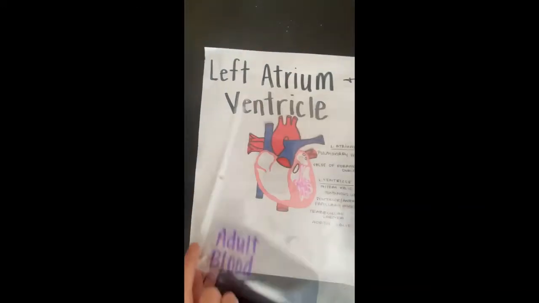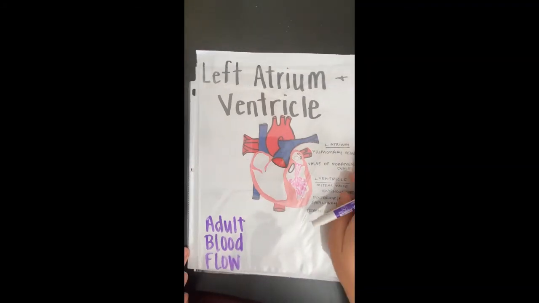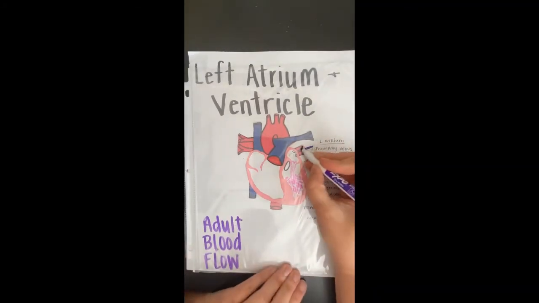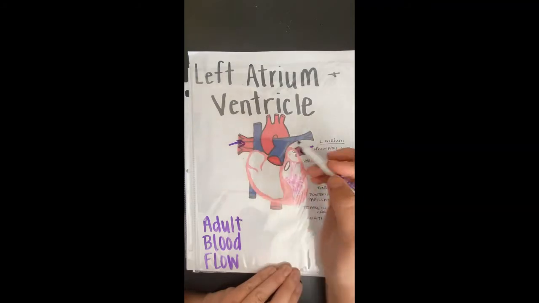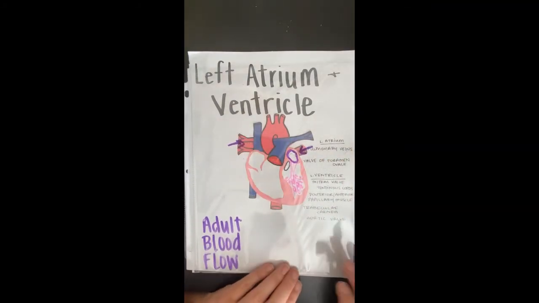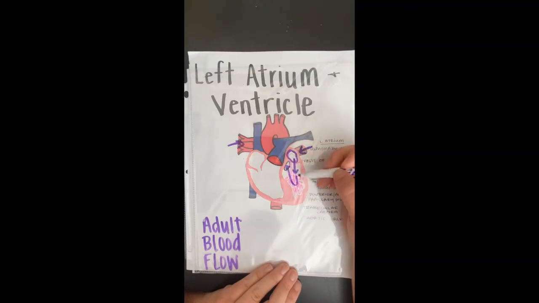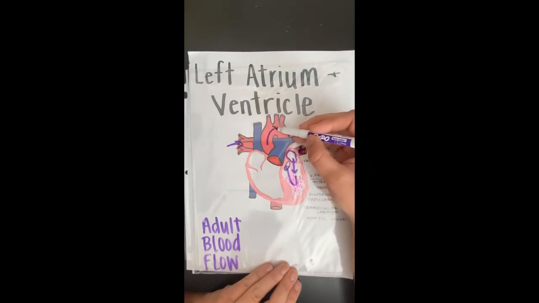Adult blood flow through the heart starts with oxygenated blood coming in the pulmonary veins, dumping into the left atrium. During ventricular diastole, high-pressure blood is moved from the left atrium to the left ventricle through the mitral valve. And then during ventricular systole, the blood is pushed through the aortic semilunar valve into the aorta.